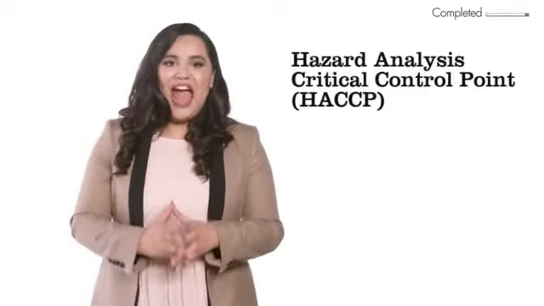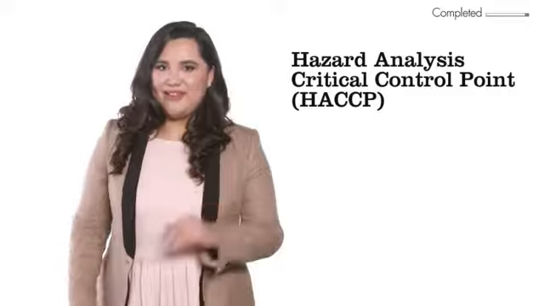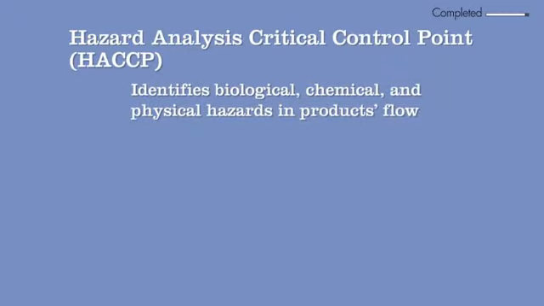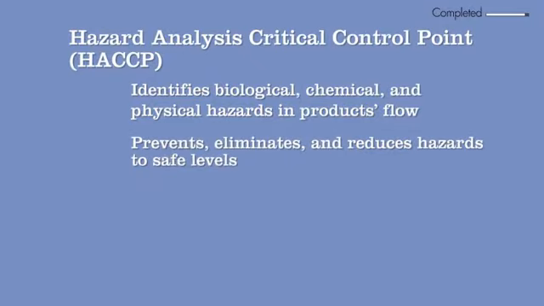There are many systems you can implement to achieve active managerial control of foodborne illness risk factors. Hazard Analysis Critical Control Point is one such system. It's pronounced HACCP, by the way. HACCP is based on identifying significant biological, chemical, or physical hazards at specific points within a product's flow through the operation. Once identified, the hazards can be prevented, eliminated, or reduced to safe levels.